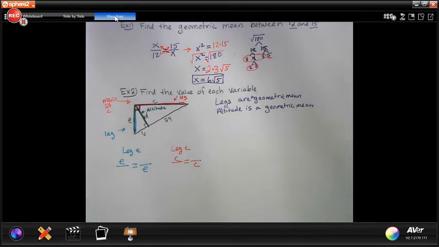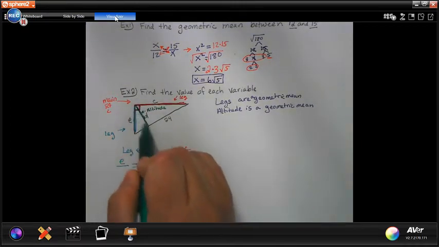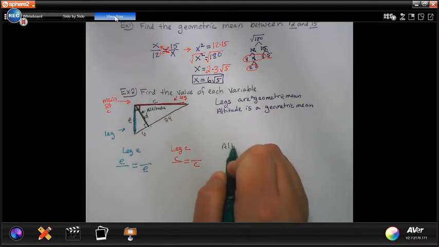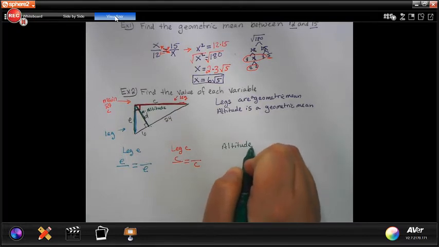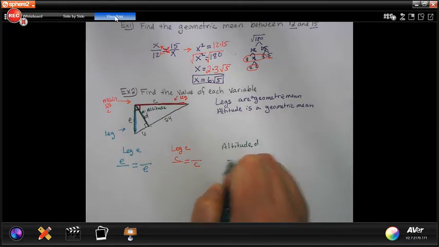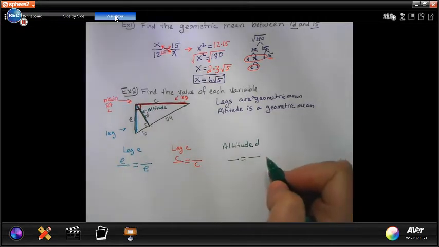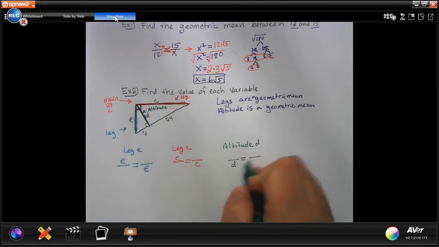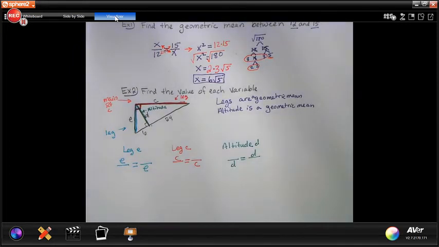And then we have the altitude. The altitude gets its own problem. So we set that up. Goes in 2 spots. And just to show you that it doesn't always have to be this way, I'm going to put it here and here. Okay? So setting up this problem, if one of those is a number, then you start with that one. If they're all variables, it doesn't matter where you start.